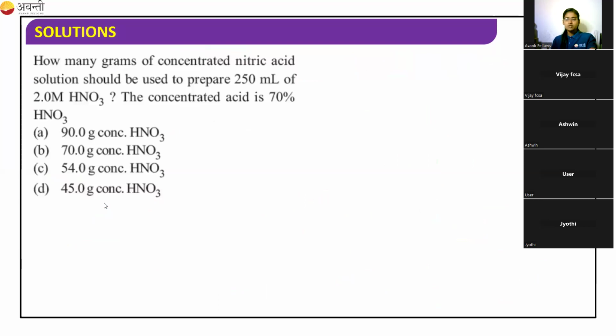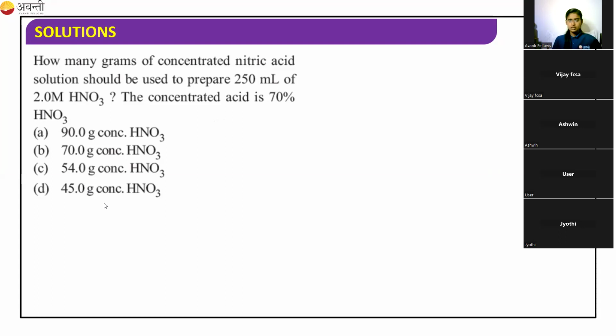How many grams of concentrated nitric acid solution should be used to prepare 250 ml of 2 molar HNO3? HNO3 is the nitric acid, okay? The concentrated acid is 70 percentage. Acid is 70 percentage of HNO3. So how many grams of HNO3 is required to prepare this solution?